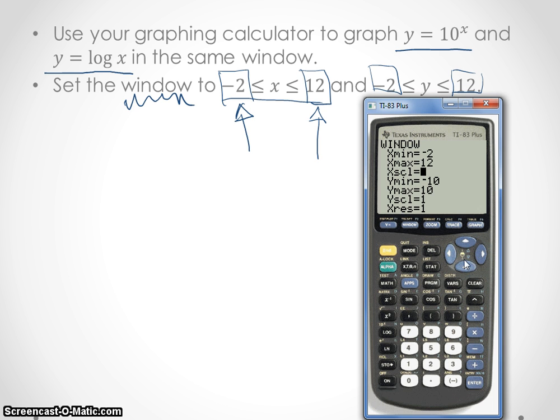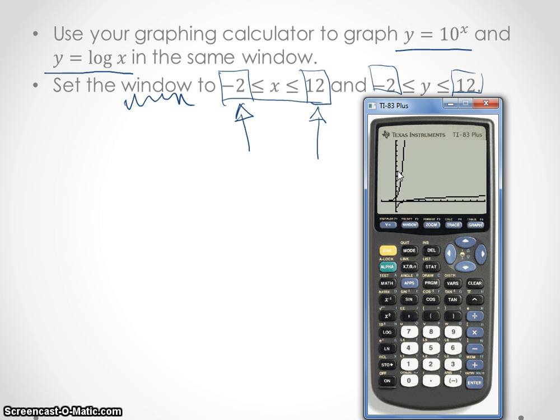And same for y's. The scales leave as 1, please. So y minimum is -2, and our y maximum is 12. Okay, and scales, resolution, just leave all that stuff alone. So we go back to our graph, and aha, that's a much, much better picture.